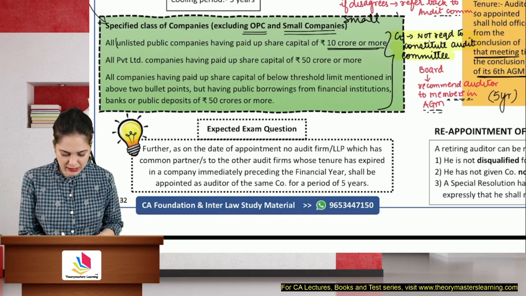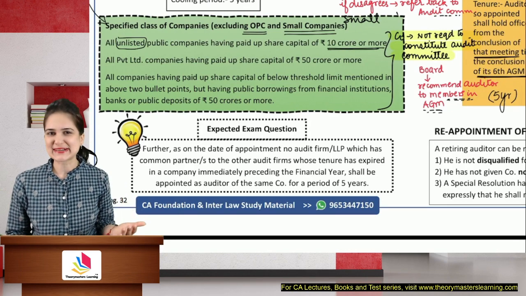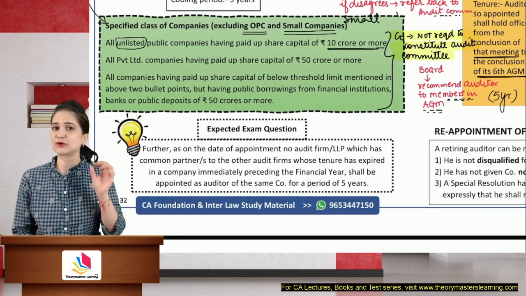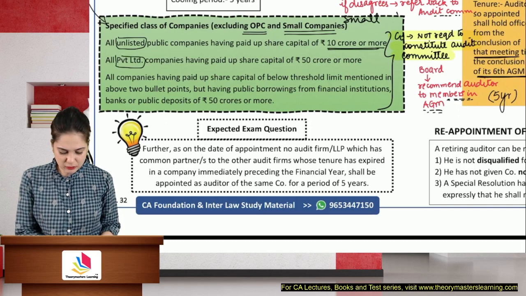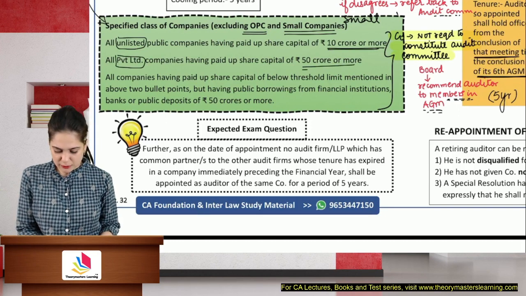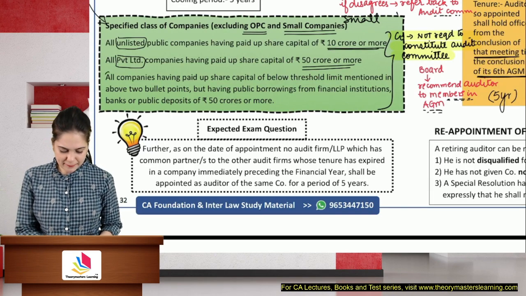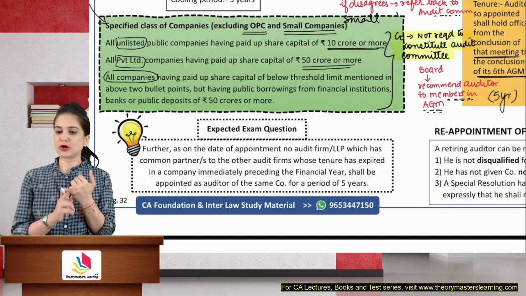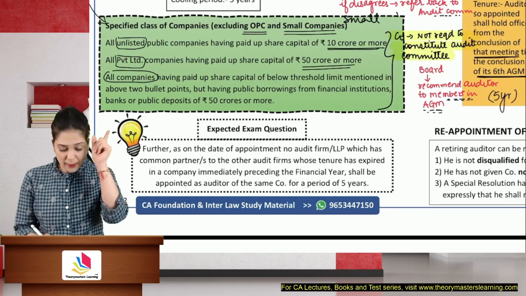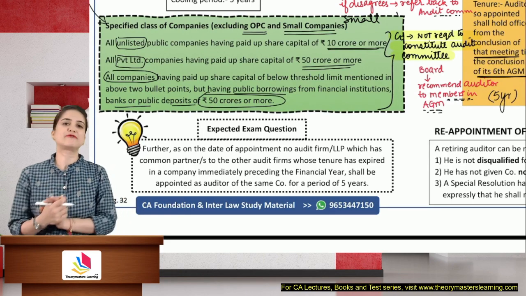So if you are an unlisted public company, rotation will ideally not apply to you because it applies only to listed company. But if your paid up share capital is 10 crores or more, then the rotation part applies. If you are a private company having paid up capital of 50 crores or more, then yes, the rotation part will apply. All the companies having paid up capital below the threshold limit, you are not a listed company, you are not satisfying any of these above criteria, but you have public borrowings from the financial institutions, banks, or other public deposits of 50 crores or more, then rotation of auditors will apply.